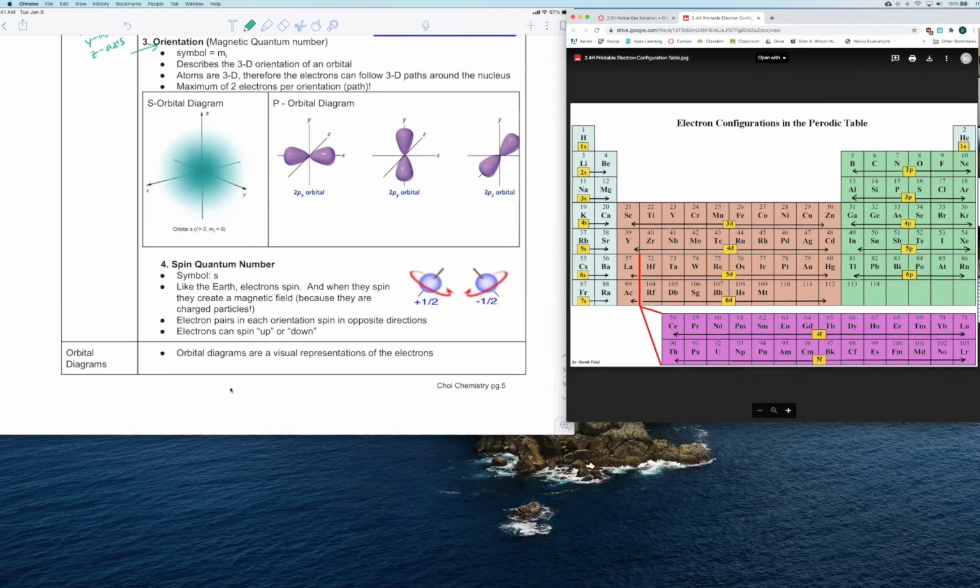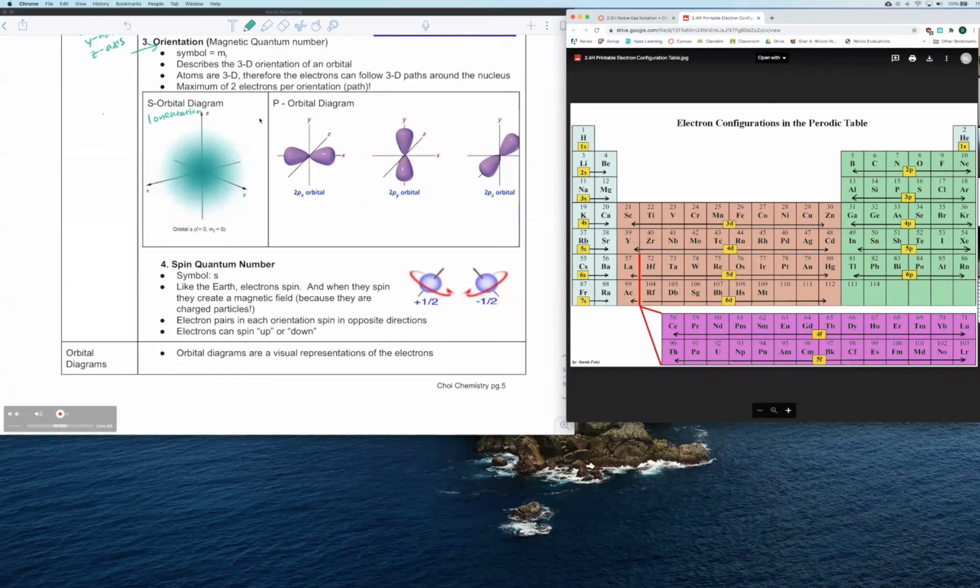So your S orbital, you can see here, it only has one orientation. And that's because your S orbitals are sphere shaped, right? So if you have a sphere, you can't really be more on the X-axis or more on the Y-axis or more on the Z-axis. Spheres are symmetrical throughout all the axes. So it's only going to have one orientation. It's going to take up space in all three of the different axes, X, Y, and Z.